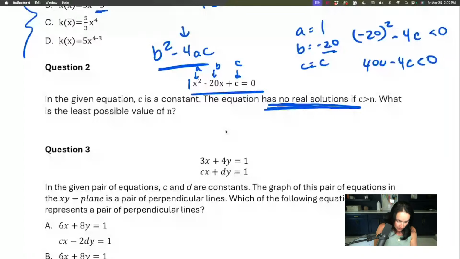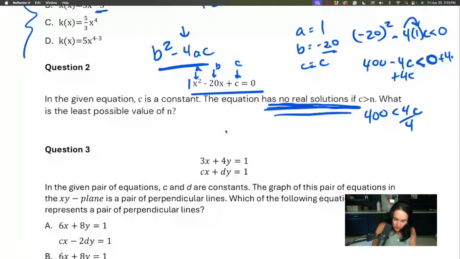I jumped ahead a bit. 4, 1c. Well, 4 times 1 is 4, and times c is c. So 400, because negative 20 times negative 20 is 400, minus 4c is less than 0, because we have no real solutions here. So we're going to add 4c here, and we get 400 is less than 4c. Divide by 4, and we get 100 is less than c. And the answer is 100.